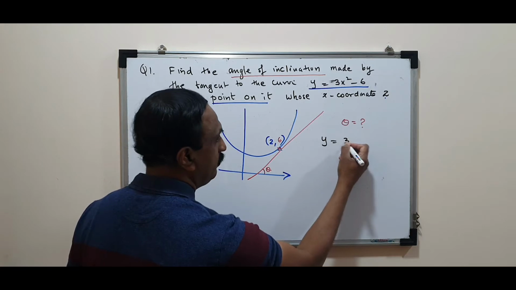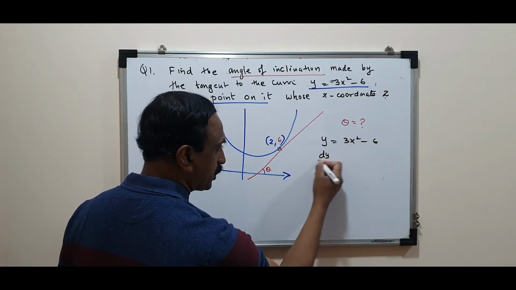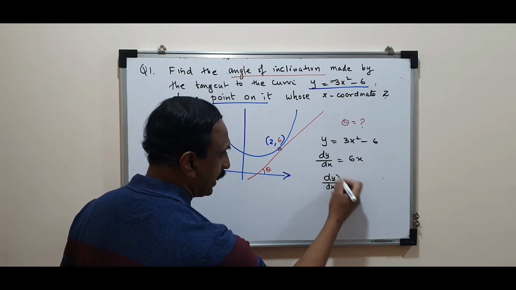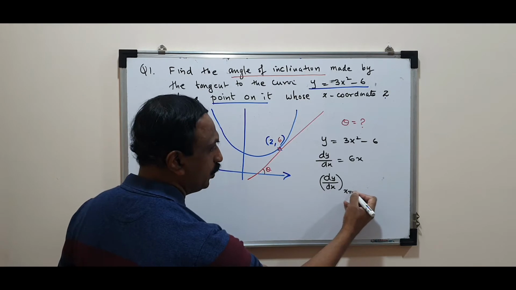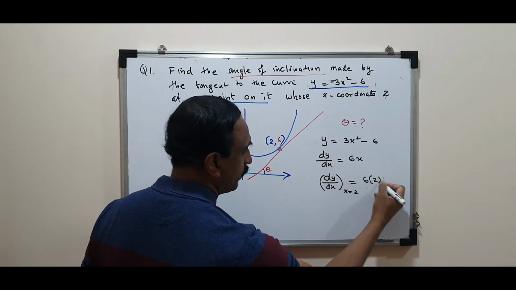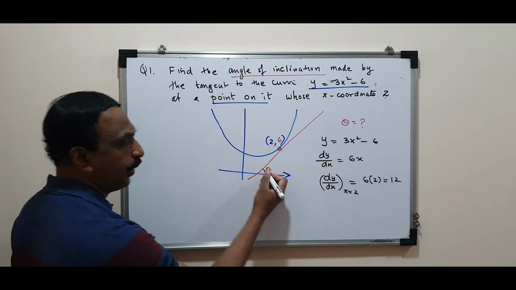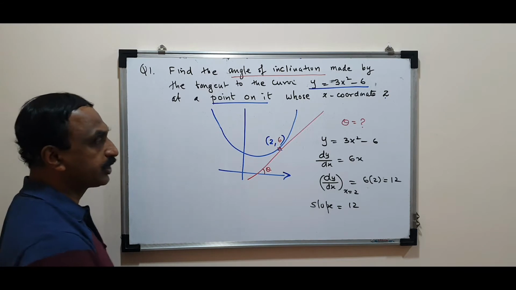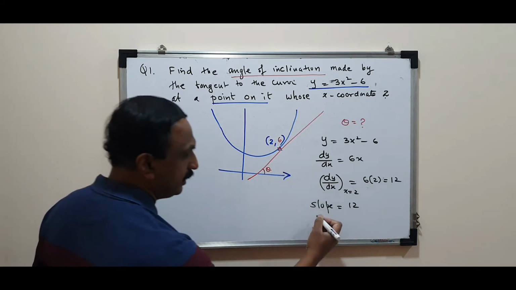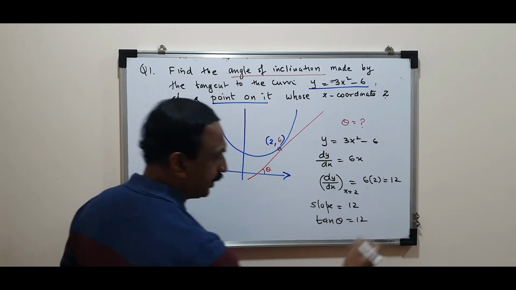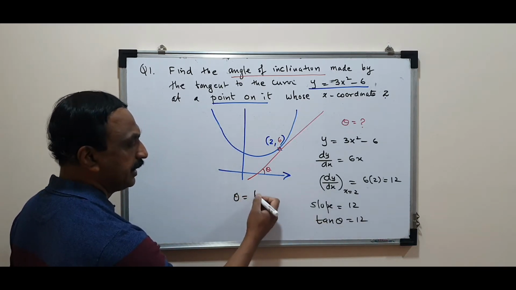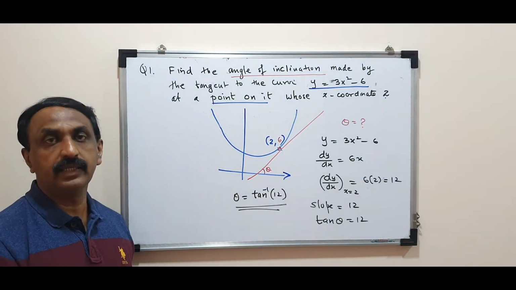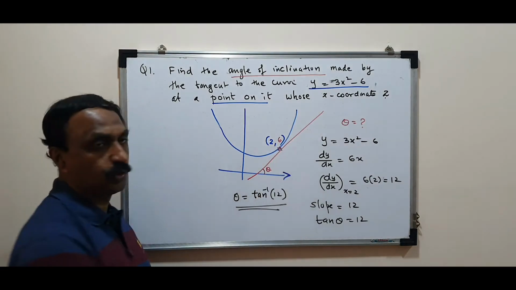Take the equation of the curve, differentiate with respect to x, and substitute the point where you want to find the tangent, (2, 6). So x is 2, we don't require y. 6x into 2 gives you 12. So the slope of the tangent at that point is 12, which means if theta is the angle, tan theta is 12, so the inclination theta is tan inverse of 12.